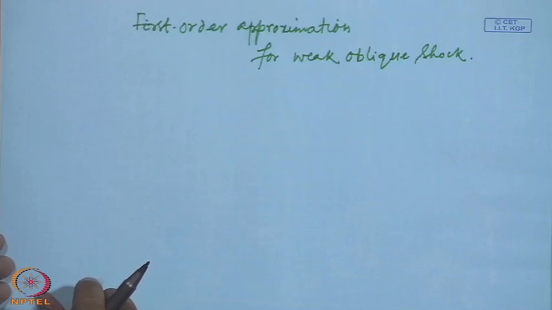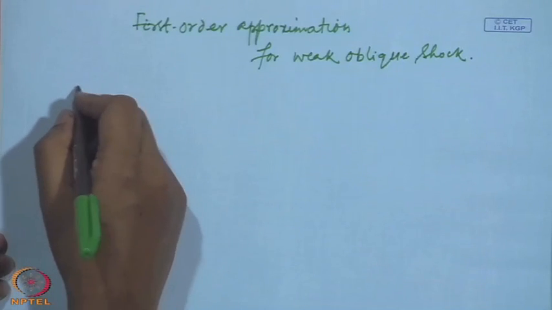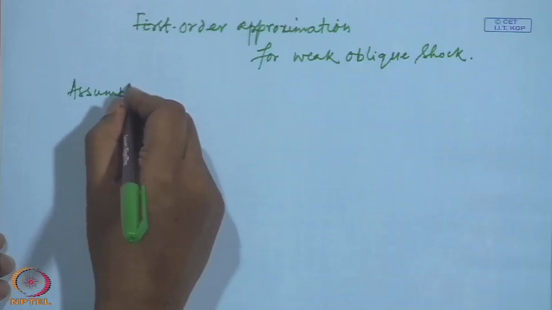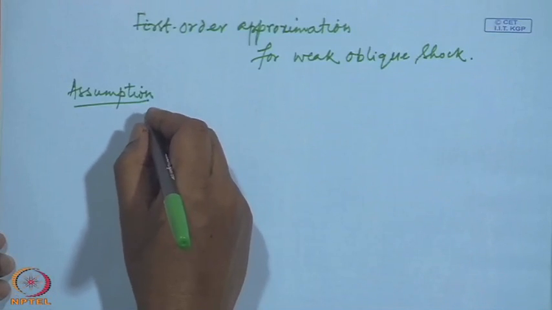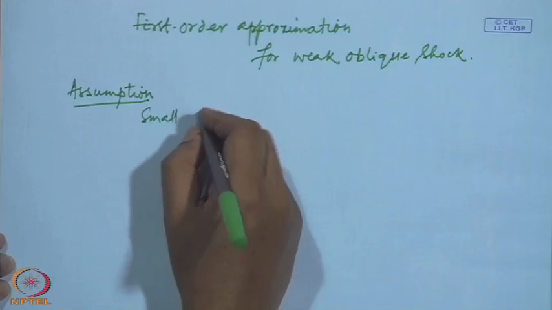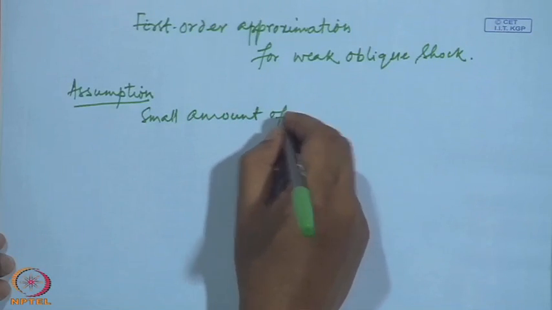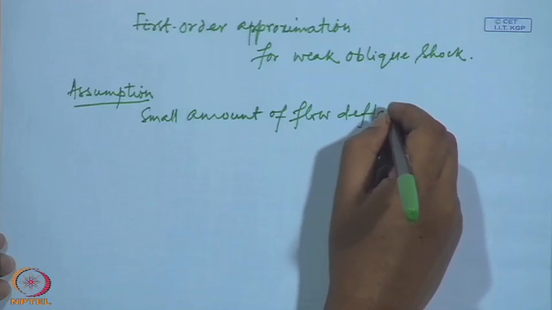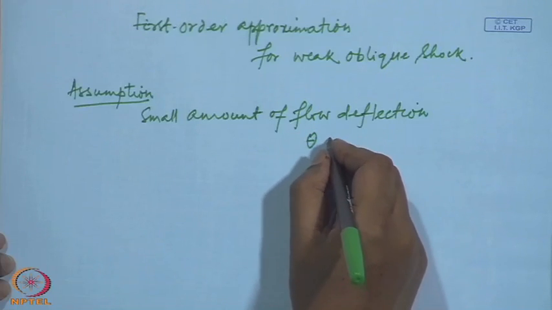That is, we will consider that the shock is weak and the flow turning angle is small. That is, the assumption of a small amount of flow turning, or theta is small.